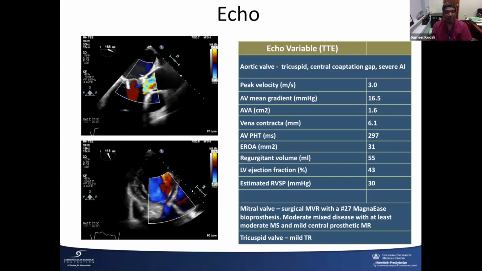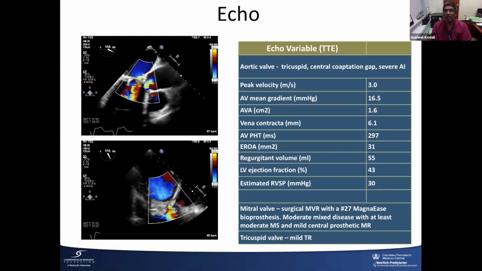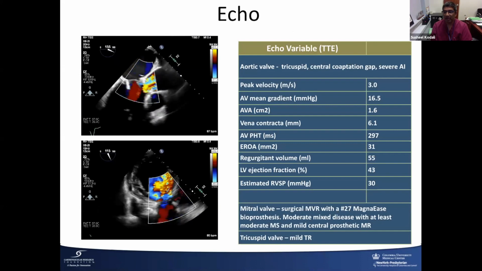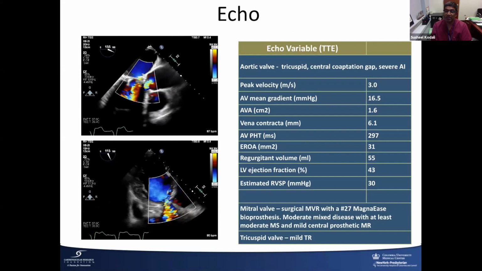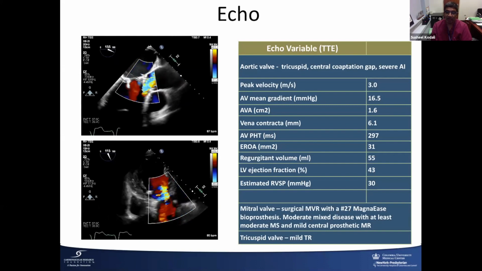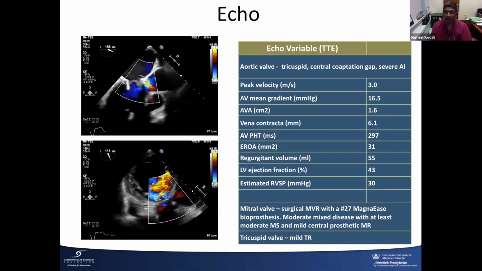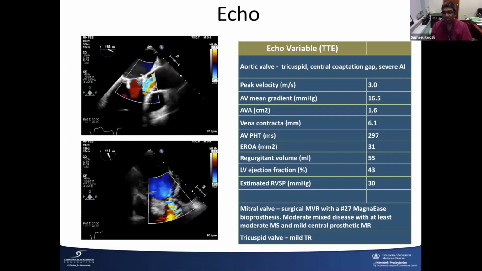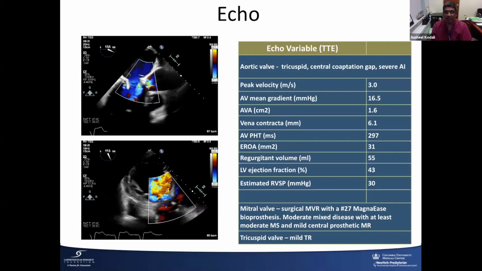Here's her echo. She has significant aortic regurgitation. You have a peak velocity of 3 across the valve. Valve area is fine, but there's a severe AR with a central coaptation gap. This is a native aortic valve. The etiology is unclear, and I'm going to raise one issue in just a second. Her surgical mitral valve has mild to moderate MS and mild MR, and her tricuspid has mild TR.